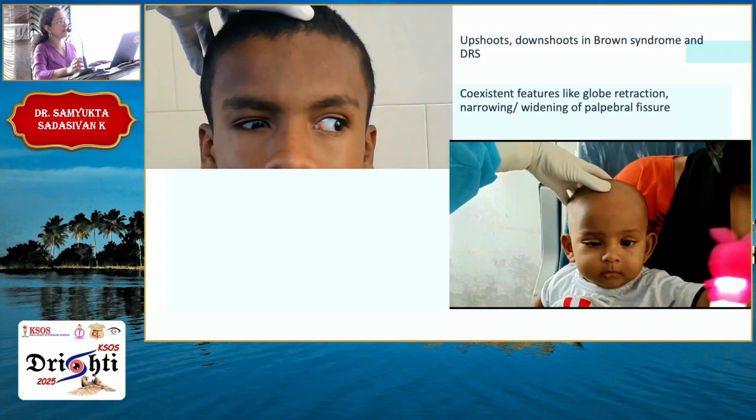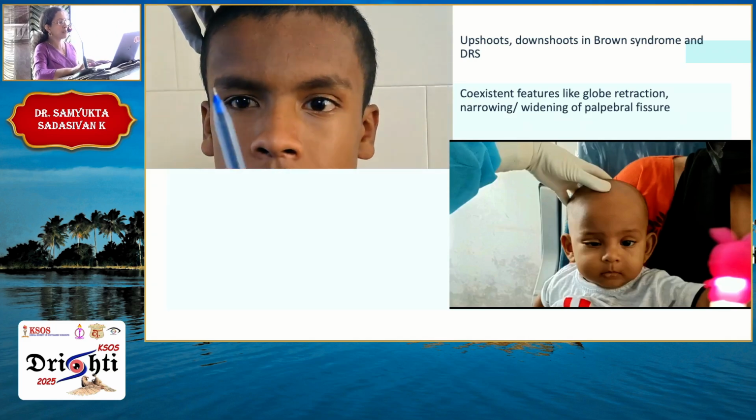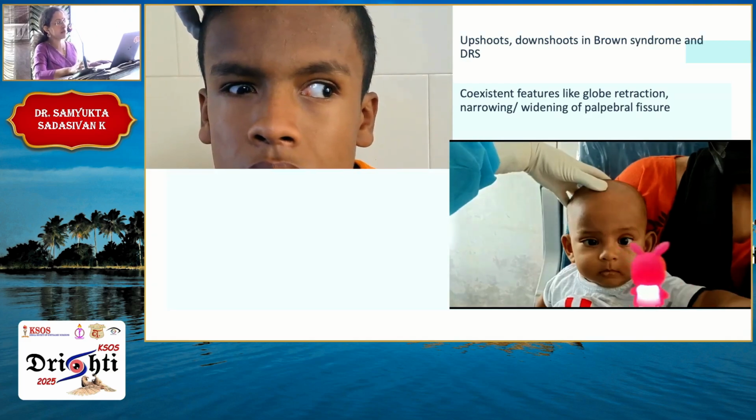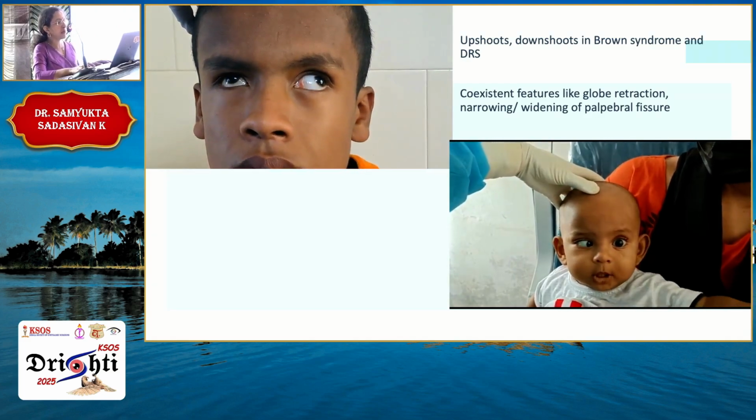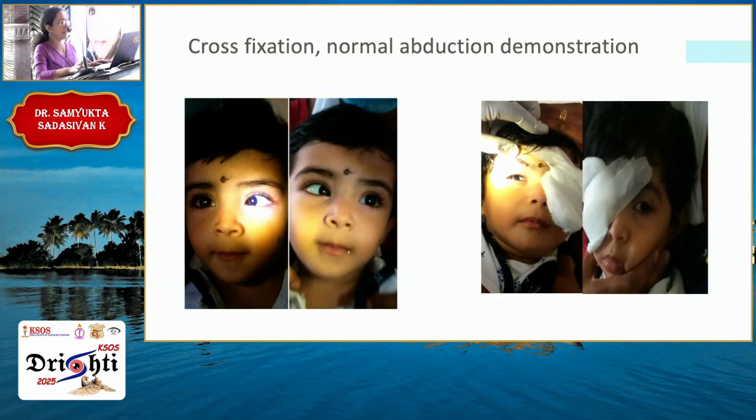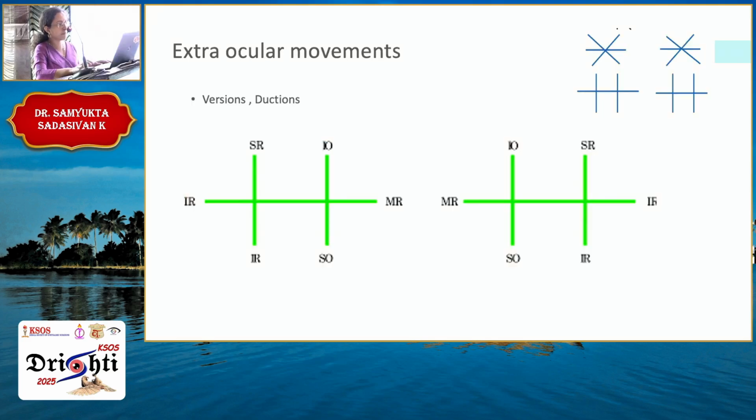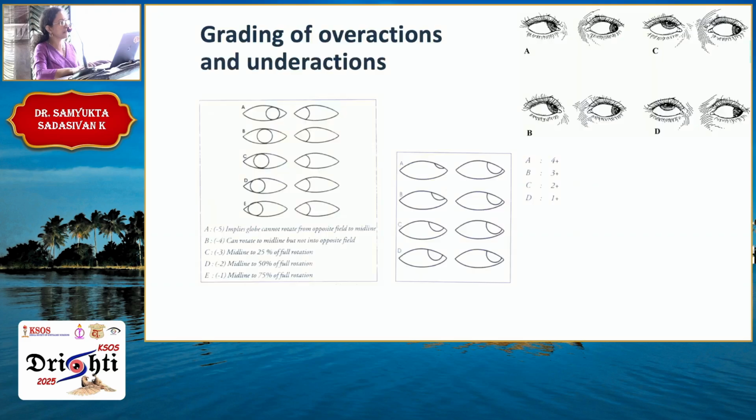Simultaneously, give due attention to peculiar movements like upshoots or downshoots or coexistent features like globe retraction, narrowing or widening of the palpebral fissure. Cross fixation, a frequent accompaniment of infantile esotropia, is frequently mistaken for a limitation of abduction. You can actually demonstrate normal abduction by patching one eye and forcing fixation to a favored target. You can actually demonstrate abduction in this way. And go ahead with the documentation of extraocular movements.